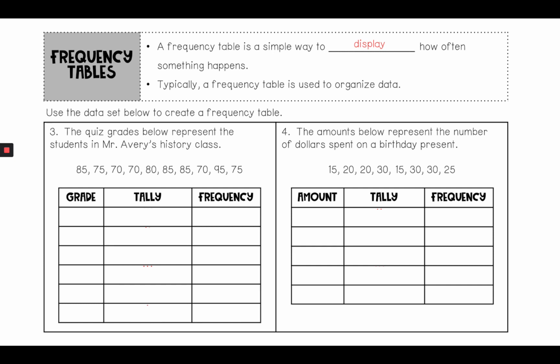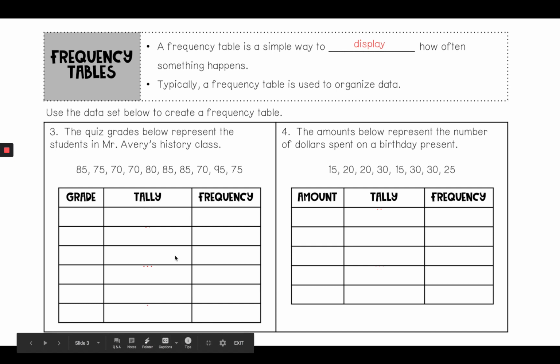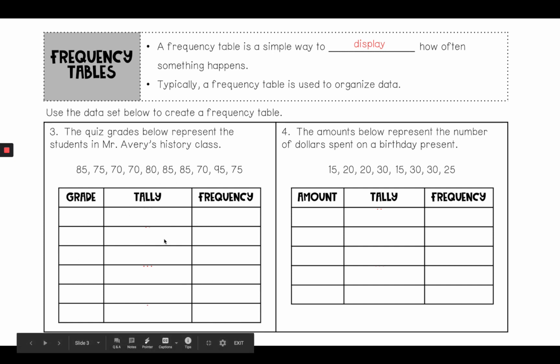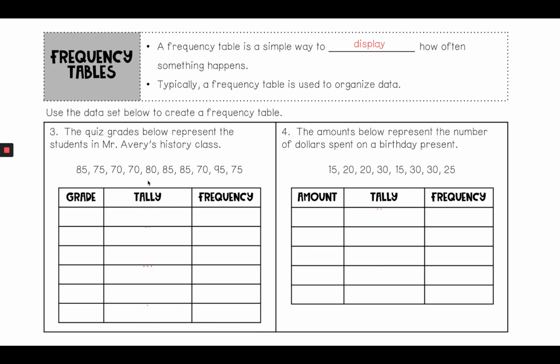But the first few steps that we do is we take the information that we have here and we need to reorganize it in this table. The quiz grades below represent the students in Mr. Avery's history class. So here are these quiz grades, and we don't want to do any repeats because this table of information is just information without repeats.